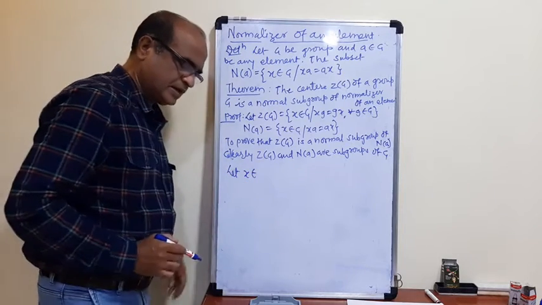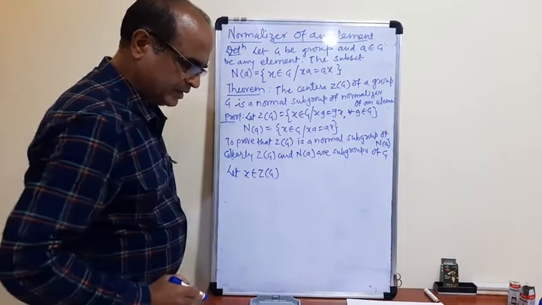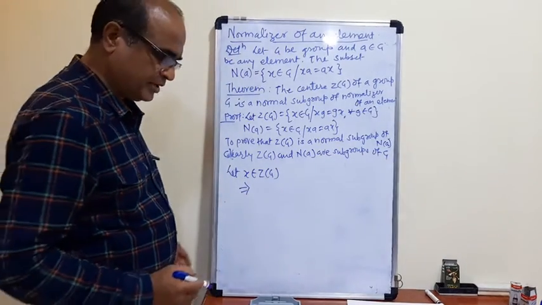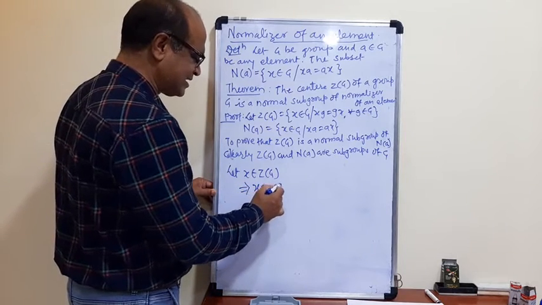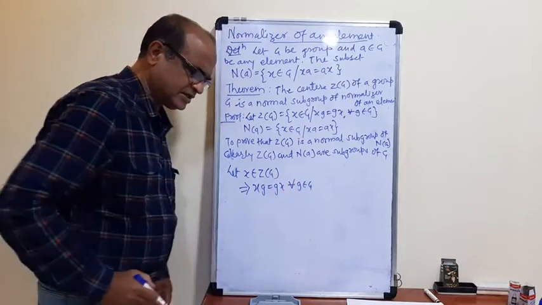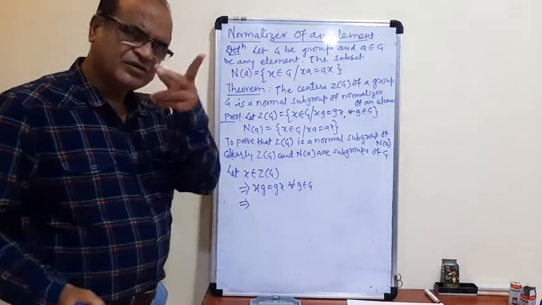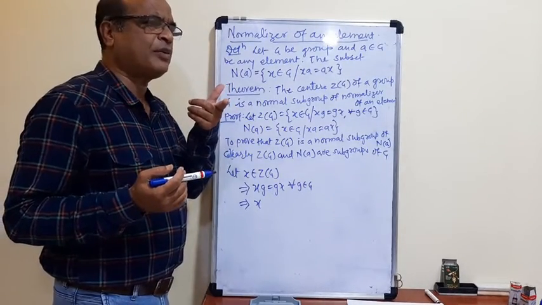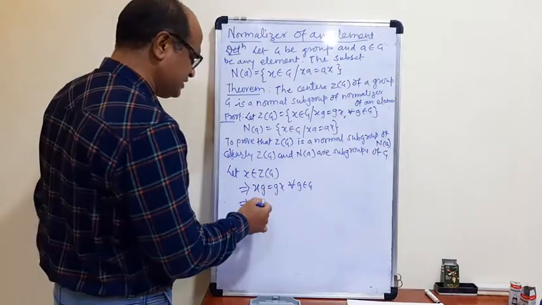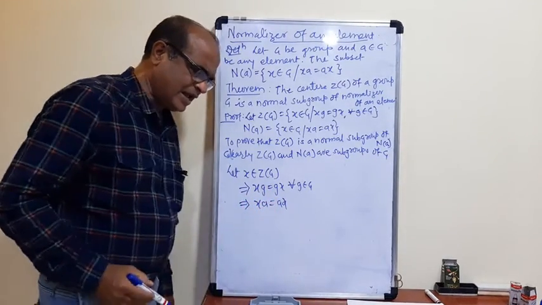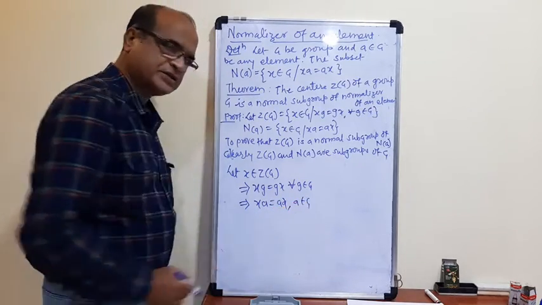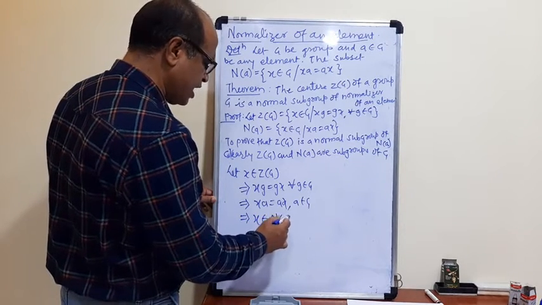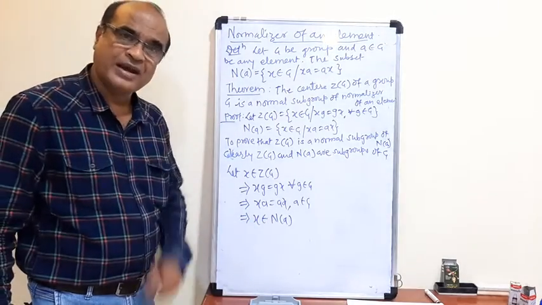Okay, so let X be an element of ZG. This implies that, by the definition of the center of a group, Xg is equal to Gx for all G belonging to G. If we put G equal to A, a particular element, then we get XA equals AX, where A belongs to G. This implies that X belongs to NA, by the definition of the normalizer of an element A.